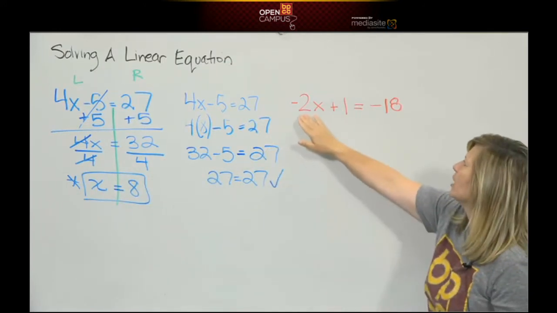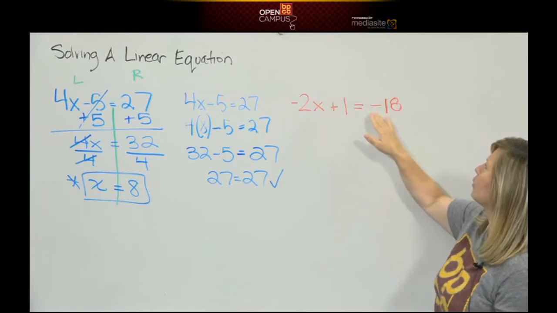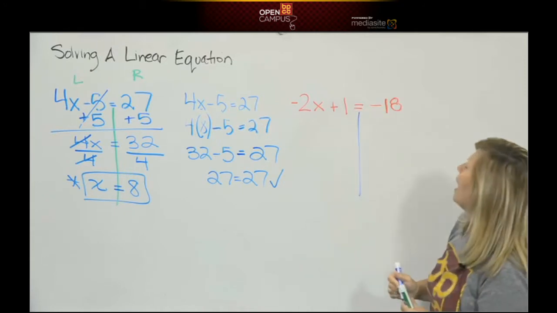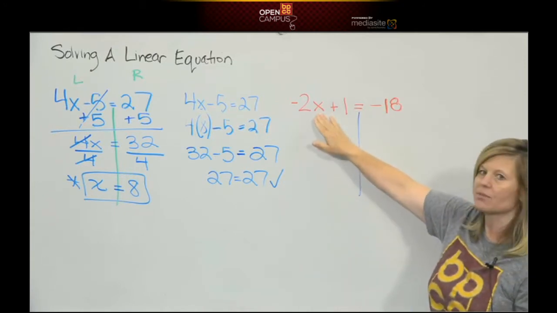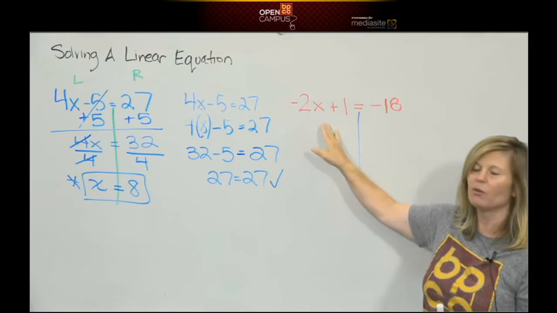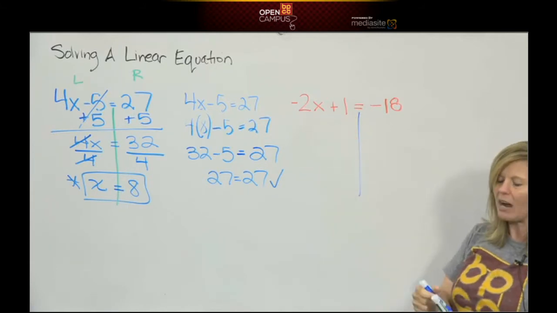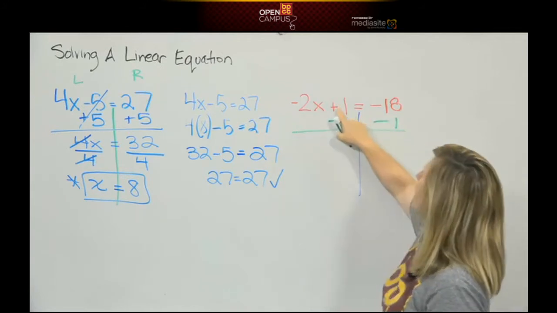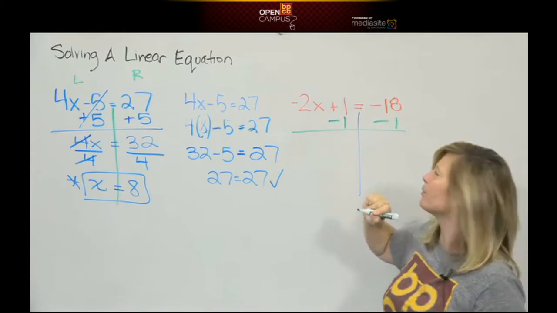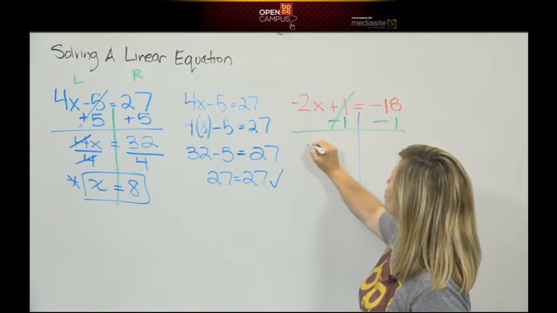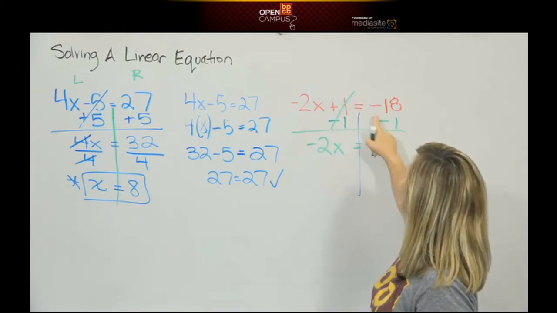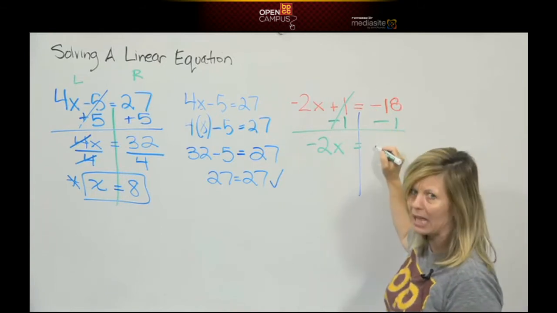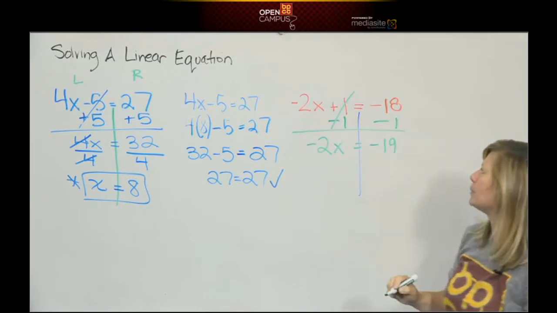Here's our linear equation. Negative 2x plus 1 equals negative 18. I'm going to draw my wall. And on the left side, here's my x. I have to move a -2 and I have to move a +1. I move add and subtract first. So to move the add 1, I subtract 1. +1 and -1 are additive inverses. They will make 0. So this is just -2x on the left side. -18 and -1 are both negative, so we would add. They're alike. This would give us -19.